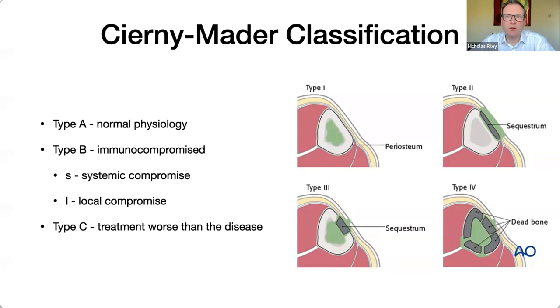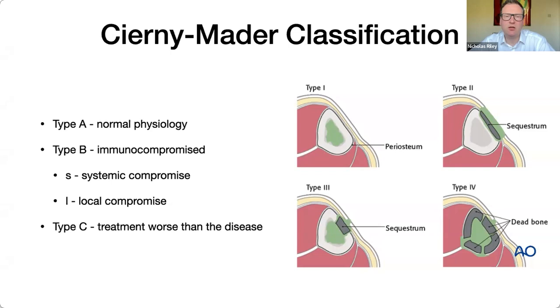Type 1 has a periosteal intramedullary component to the infection. Type 2 is a cortical infection. Type 3 is both medullary and cortical. And then type 4 is widespread, involving large areas of the bone. Whilst the Cierny-Mader classification is useful in the long bones, it's of little use in the hand. It's difficult to apply this classification to the smaller bones that we deal with.